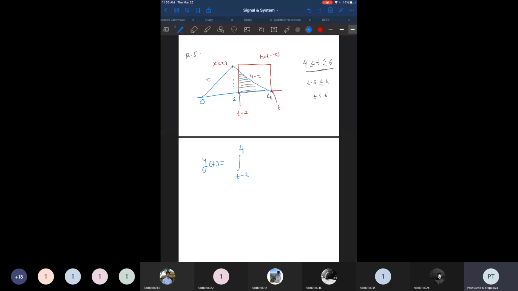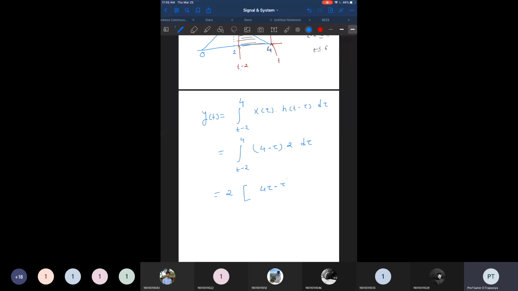And if we summarize, okay, now what happens next? If t is larger than 6, then this function is extending from 0 to 4, but this function h of t minus tau is outside of this one, and there is no overlapping. In that case, we can say y of t is equal to 0. I'm not going to plot this because the plot is complex. You can use software like MATLAB, Toolbox, and others to plot this signal.